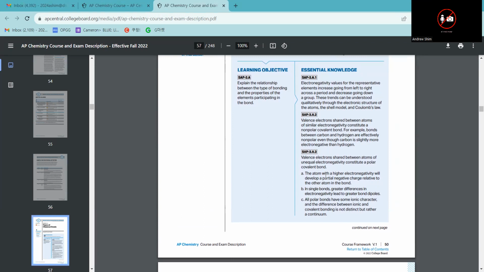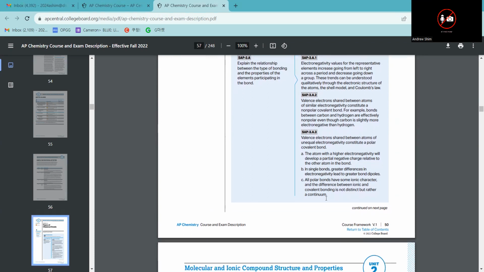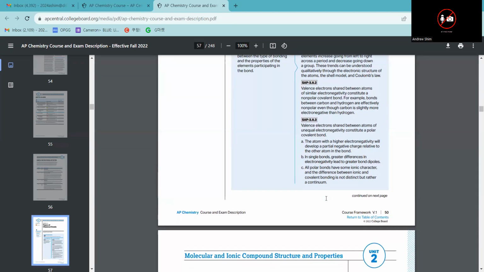The next concept is about how the atom with higher electronegativity will develop a partial negative charge relative to the other atom. In single bonds, greater differences in electronegativity lead to greater bond dipoles. All polar bonds have some ionic character, and the difference between ionic and covalent bonds is not distinct, but rather a continuum.